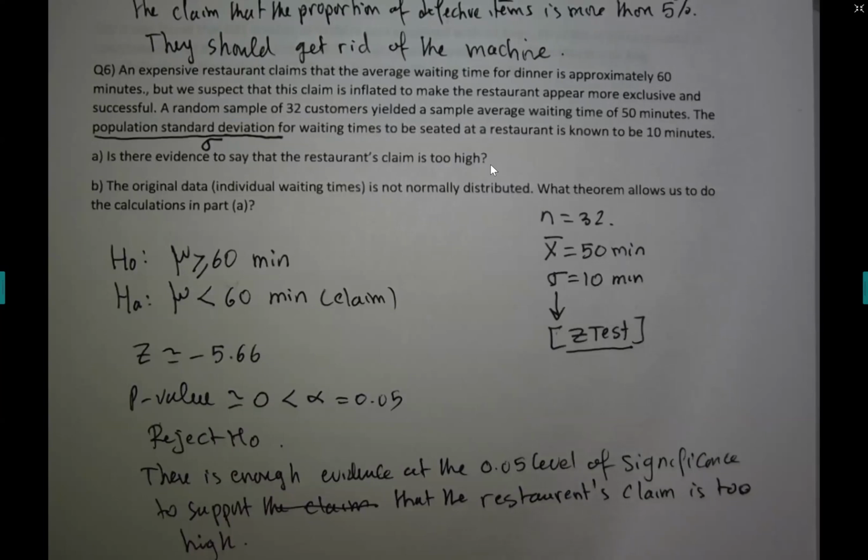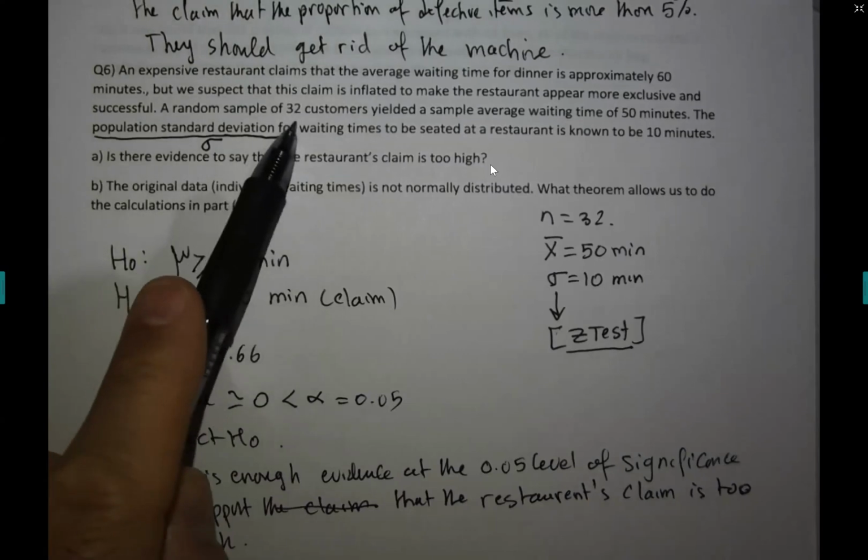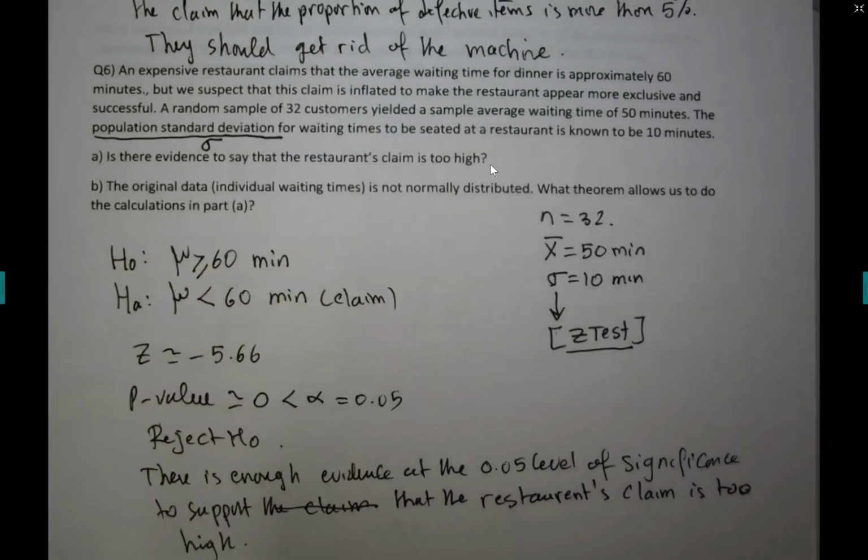What theorem allows us to do the calculation? We had a random sample of 32, but the wait time is not bell-shaped usually. So why were we able to do this problem? Do you still remember the name of the theorem that would allow us to do this? We did it in chapter 5.